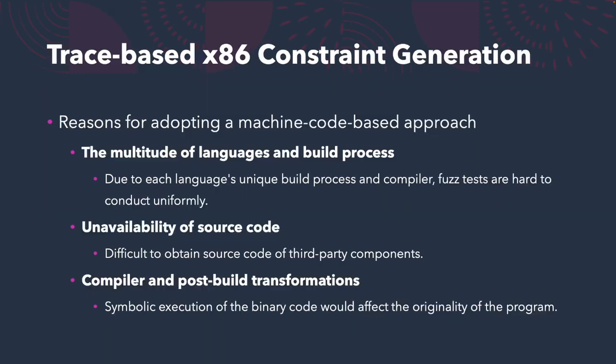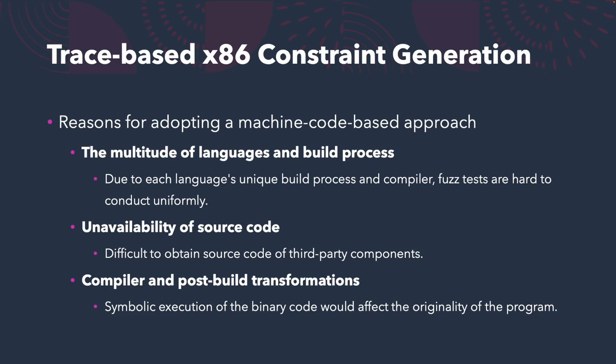So let's talk about the trace-based x86 constraint generation. The reason for adopting a machine code-based approach is that there is a multitude of languages and build processes. The multitude of languages makes it difficult to conduct fuzz testing uniformly, since each language has its own compiler and build process. A machine code-based approach only needs to be implemented once per chip architecture. The second thing is the availability of source. The machine-level approach won't have issues with looking into the source code.